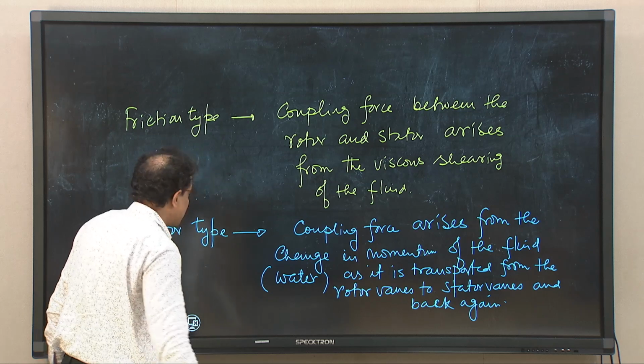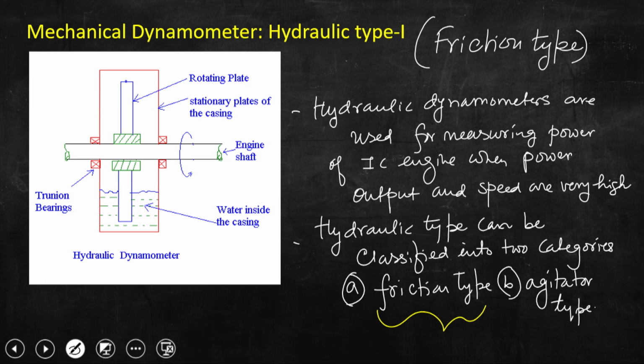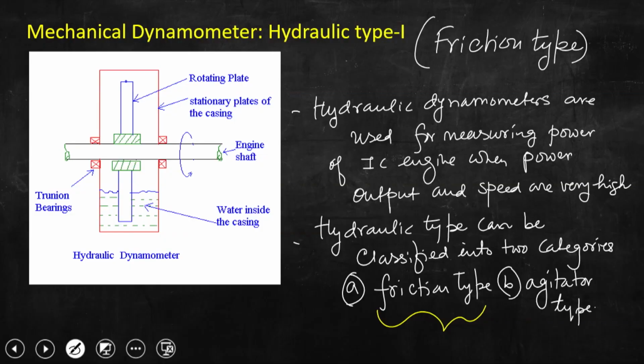So, let us go back to the previous slide and let me discuss the method by which the output power of the engine can be measured. So, as I said, this is the engine shaft which will rotate, and on the engine shaft you can see there are two stationary plates of the casing. So, this is the casing, and inside the casing we have water, right, that you can see from the schematic depiction. Now, this is the rotating plate that you can see, that is also mounted on the shaft.